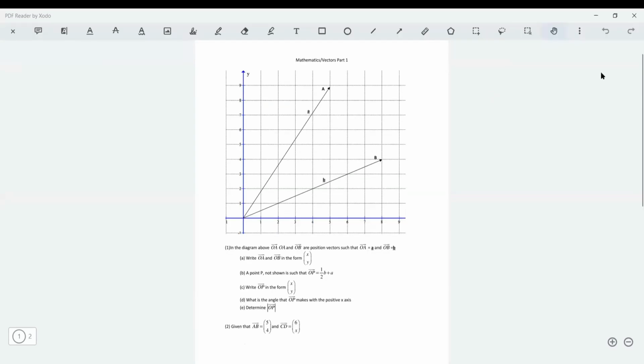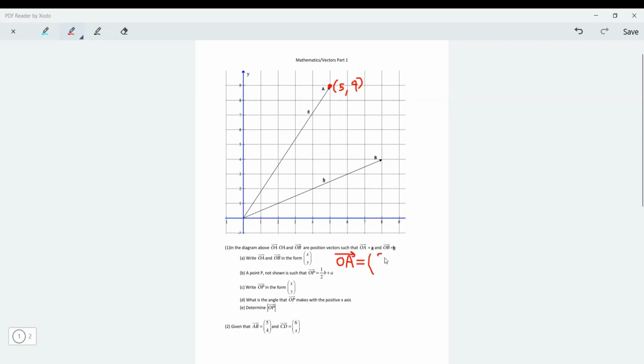So now what you have to look at, in order to find out what vector OA is, is the position where A is on the graph. This is the point where A is. If you were to write the coordinates of A, the x coordinate is 5 and the y coordinate is 9. Now, when you're writing vector OA in vector form, you put a little vector sign above it, and write OA equals, in column form, the x up here, so 5, and the y here, so 9.